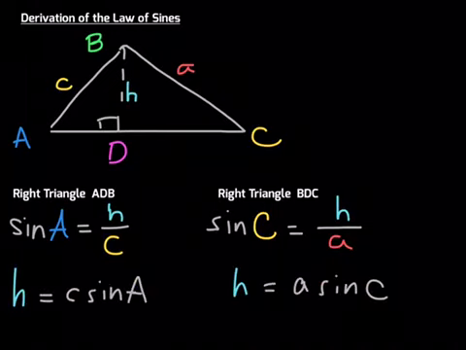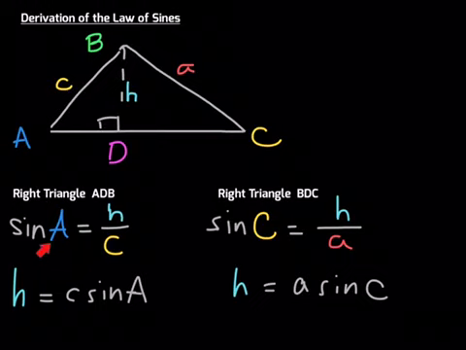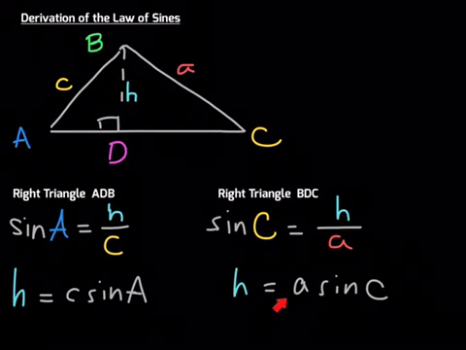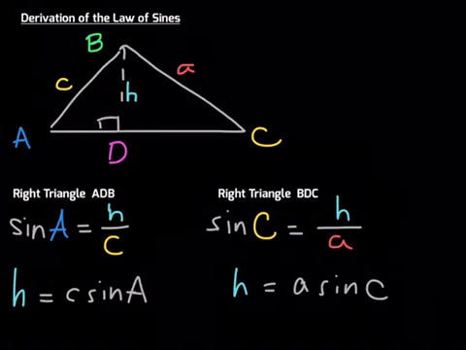This is what we get. If we multiply both sides by C, H is equal to C times sine of A. Over here, when you multiply both sides by A, you get H is equal to A times sine of C. Now, H is the height of this triangle. So if H is equal to this product and H is equal to this product, then we can equate these two expressions. C times sine of A must be equal to A times sine of C.